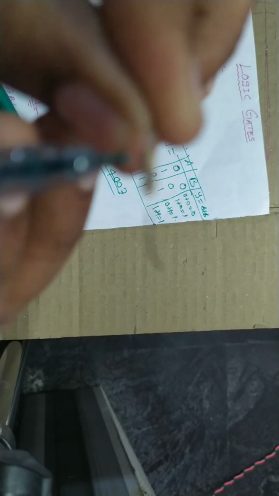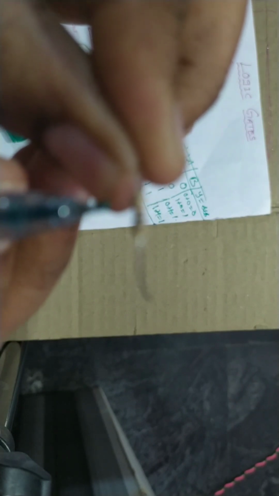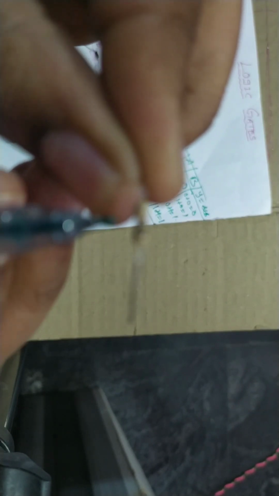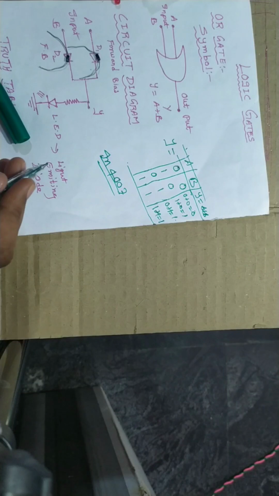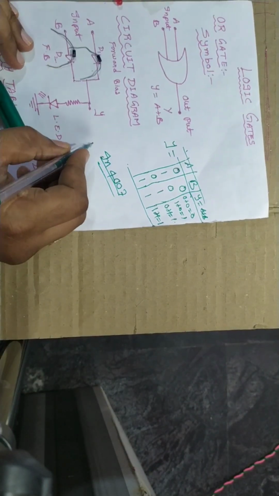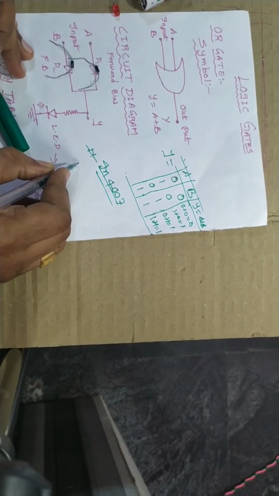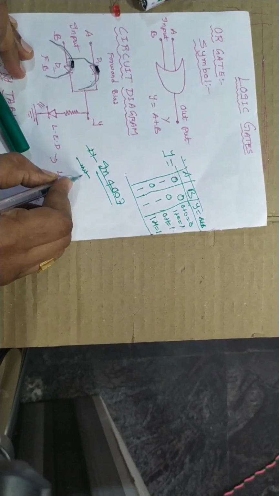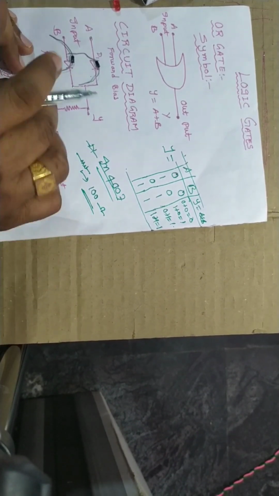Now in this resistor, observe the colors here. I think it is visible to you. Brown, black, and brown. That means 100 ohms. So it is a 100 ohm resistor. Here the diode number is this one, and the resistor value is 100 ohms, which I am taking to protect the LED.